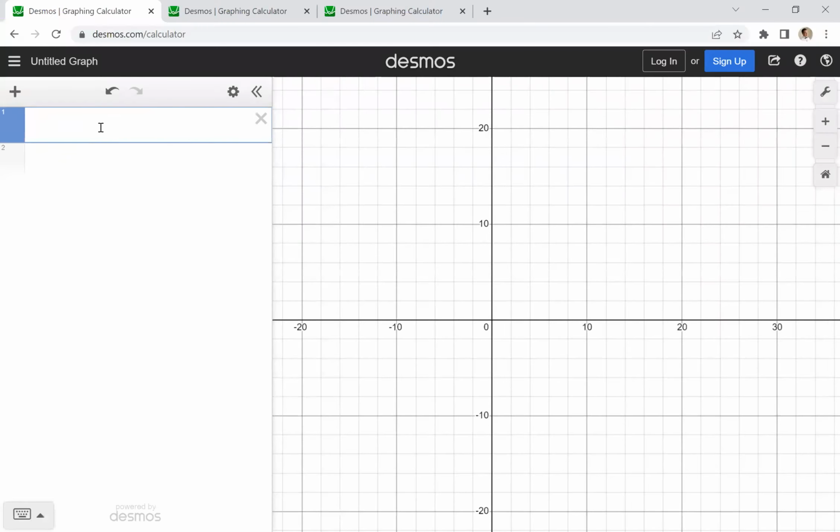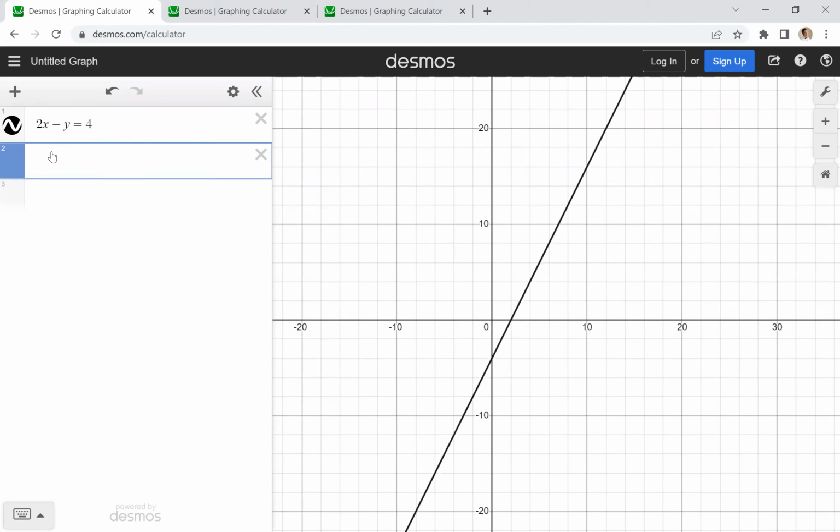Okay, first example, we have a system 2x minus y equals 4, x minus 2y equals -1. Notice that these two lines intersect at (3, 2). The intersection is the common point and thus a solution to the system. x equals 3, y equals 2.